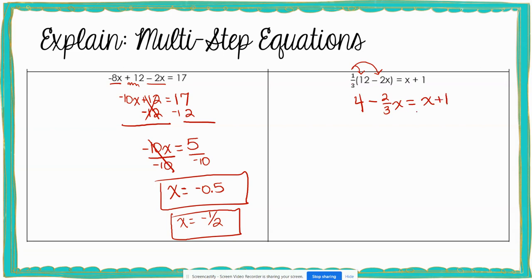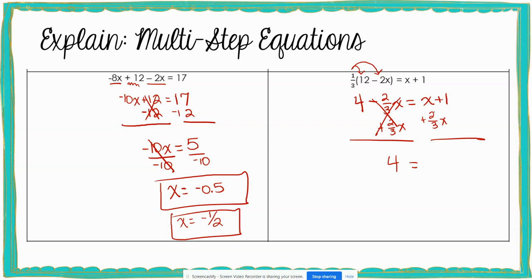Well, you'll notice that we have variables on both sides of this equation, so we would need to get both of our variables on the same side. I'm going to add 2/3 x, since that is the opposite of subtracting 2/3 x, on both sides of this equation. When I do that, negative 2/3 x plus positive 2/3 x is 0, so they cancel and leave me with 4 on this side.